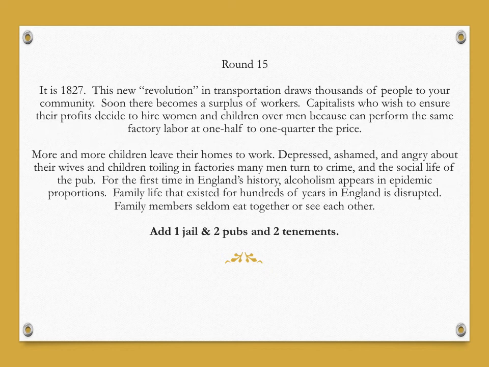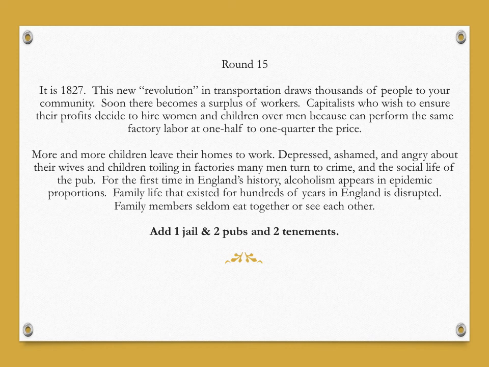It is now 1827. This new revolution in transportation draws thousands of people to your community. Soon there becomes a surplus of workers. There's too many workers and not enough jobs. Capitalists who wish to ensure their profits decide to hire women and children over men because they can perform the same factory labor, but they don't cost as much, 1/2 to 1/4 the price. More and more children leave their homes to work.